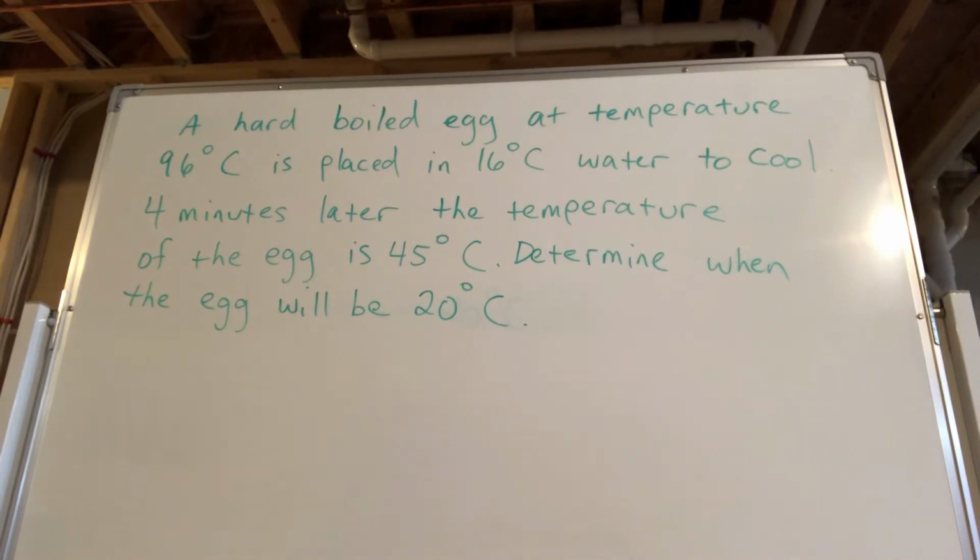Okay, so a hard-boiled egg at temperature 96 degrees Celsius is placed in 16 degrees Celsius water to cool. 4 minutes later, the temperature of the egg is 45 degrees Celsius. Determine when the egg will be 20 degrees Celsius.